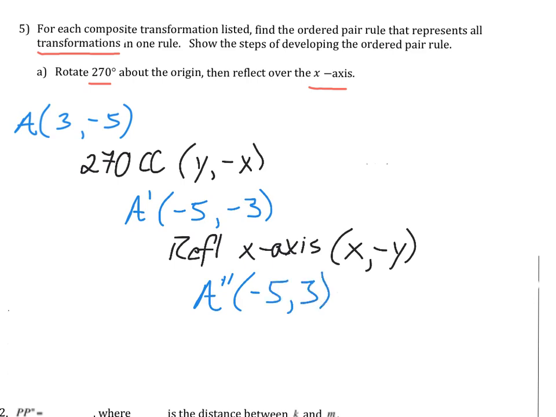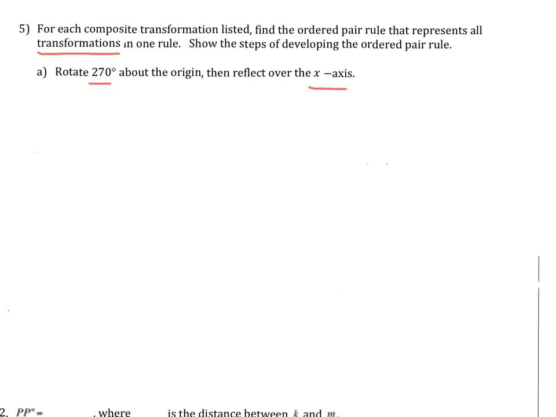So what I want to try to figure out for this problem is how can I go from A directly to A double prime? All right, so think about how my points changed. And I want to come up with one rule to do that. Now, to come up with this rule, instead of using a specific point, I'm going to use an arbitrary point. So any point on the graph.